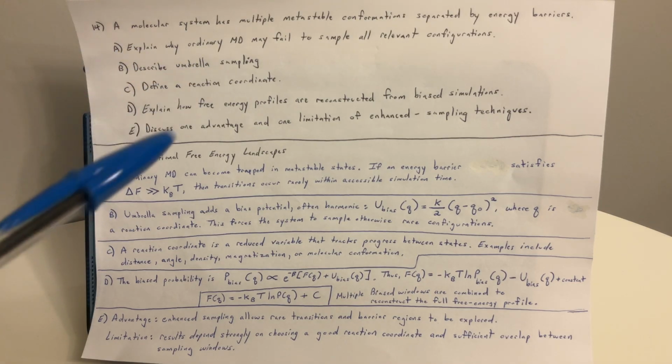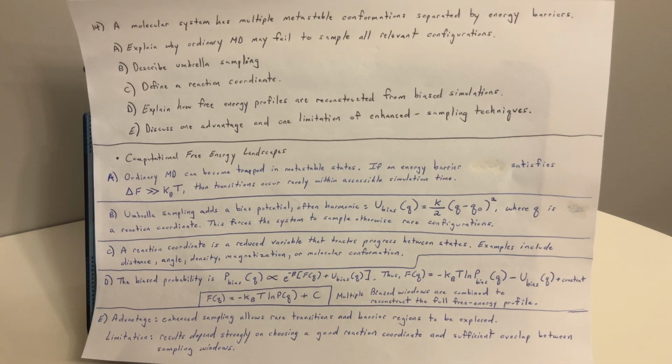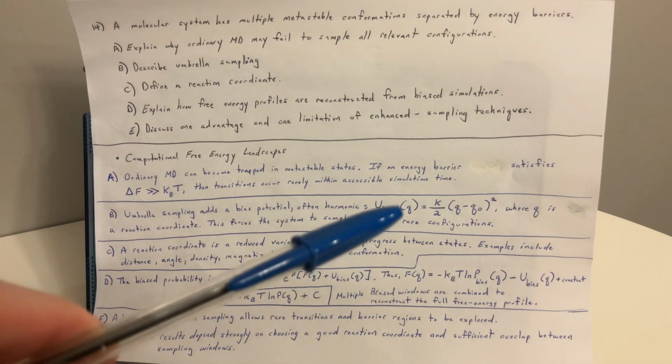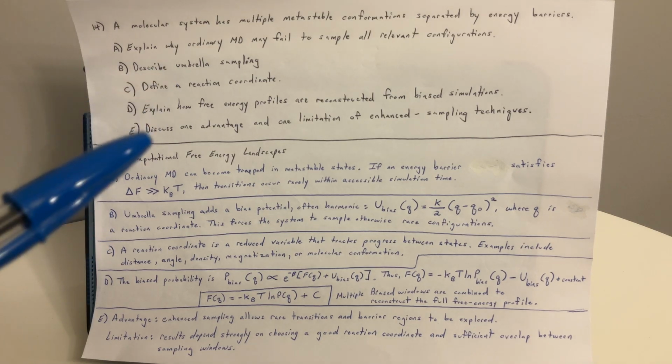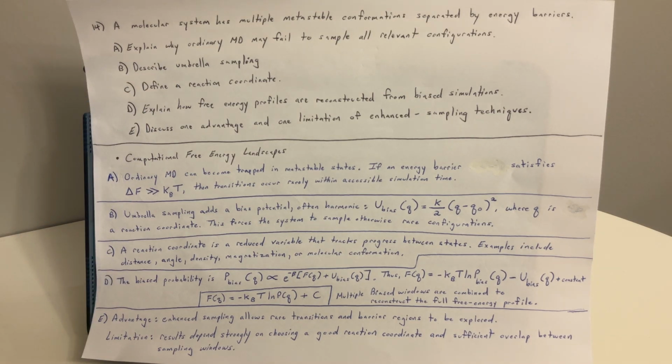Part B, describe umbrella sampling. Umbrella sampling adds a bias potential, often harmonic: U sub bias of Q equals K over 2 times the quantity Q minus Q naught squared, where Q is a reaction coordinate. This forces the system to sample otherwise rare configurations. Part C, define a reaction coordinate. A reaction coordinate is a reduced variable that tracks progress between states. Examples include distance, angle, density, magnetization, and molecular conformation.